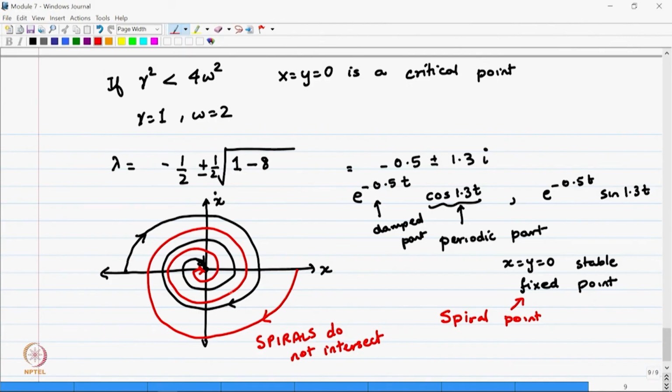You can never have these two curves crossing each other, because the motion is perfectly determined. Once you have specified whether you start here or here, you will end up following this trajectory. So, wherever you start along this curve, you will end up following this trajectory and finally ending up at this spiral point.